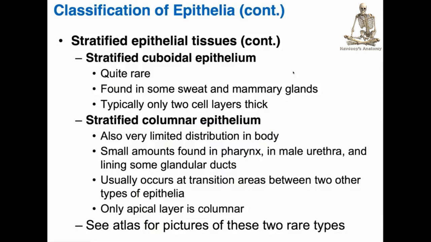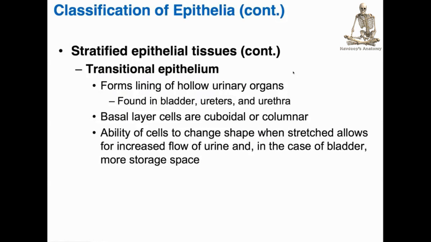Now moving forward, we are discussing the transitional epithelium. As we discussed, it is transitional. You can understand from the word itself, it is not in a particular single state. It is able to change its state. That's why it is called the transitional epithelium. It generally forms the lining of the hollow urinary organs, and it is found in the bladder, ureters, and urethra, because their main function is expansion and contraction.